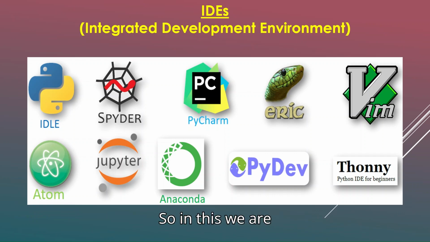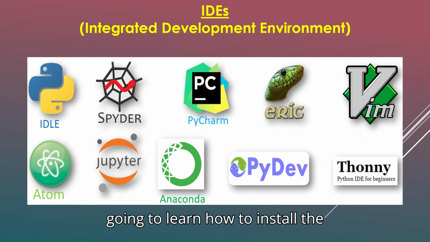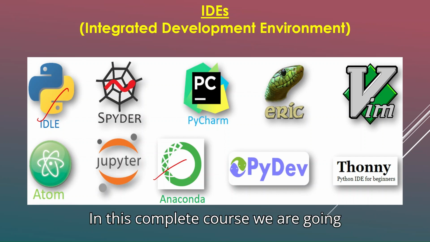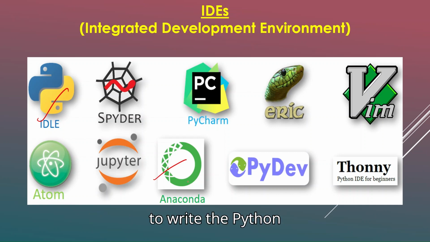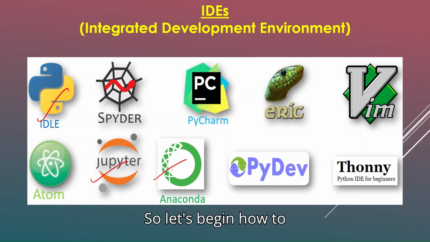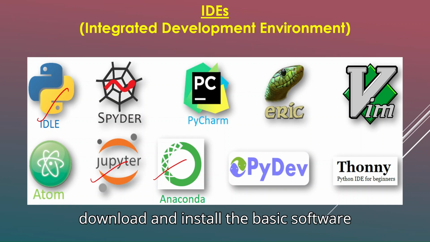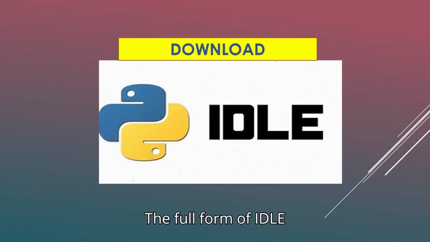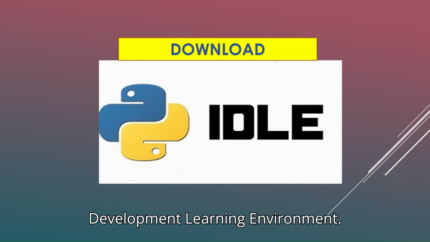So, in this, we are going to learn how to install the basic software called IDLE, and I am also going to teach how to download and install Anaconda software. In this complete course, we are going to write the Python programming in the Jupyter notebook. So let's begin with how to download and install the basic software called IDLE. The full form of IDLE is Integrated Development Learning Environment.